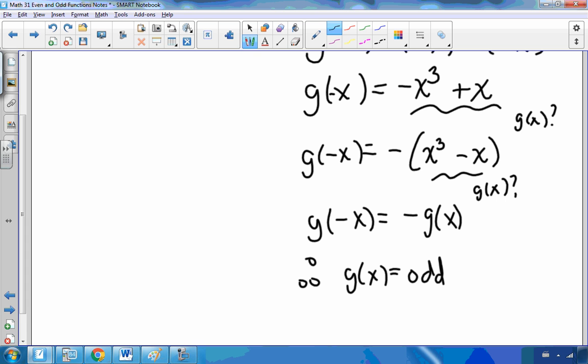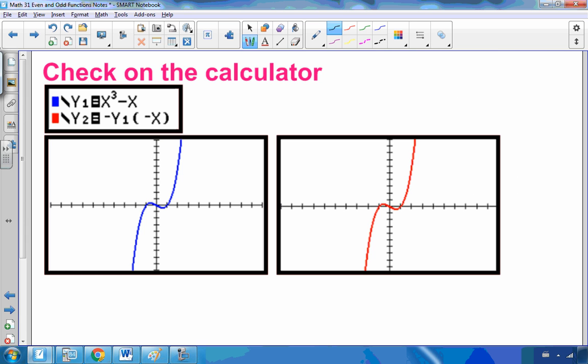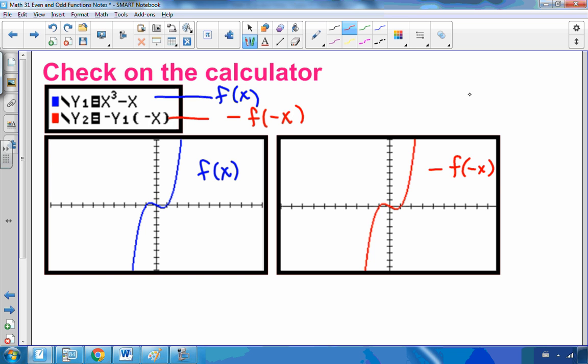Let's check this on our calculator. So on our calculator, I put in f of x into y1. So you can see this is the graph of f of x. And in y2, I put the graph of negative f of negative x. So this is the graph of negative f of negative x. And you can see those graphs are the same. They are equal. So that tells me that f of x is in fact an odd function.